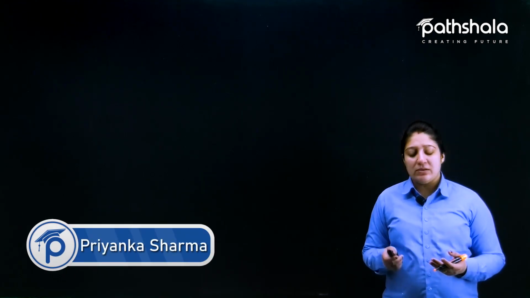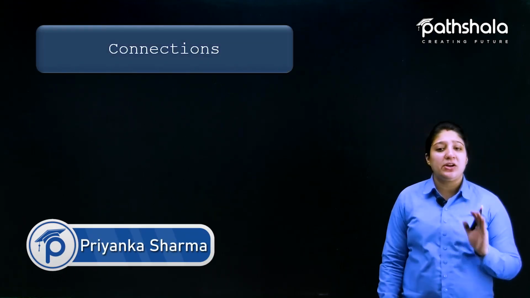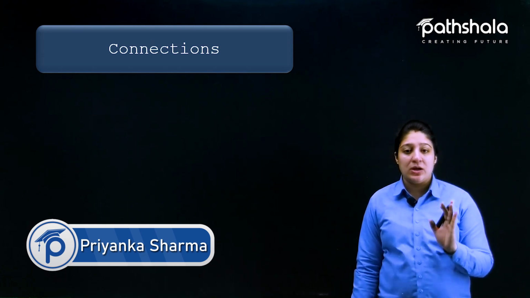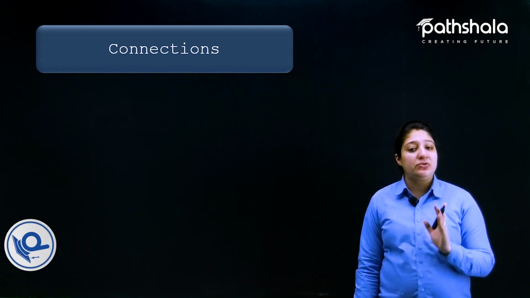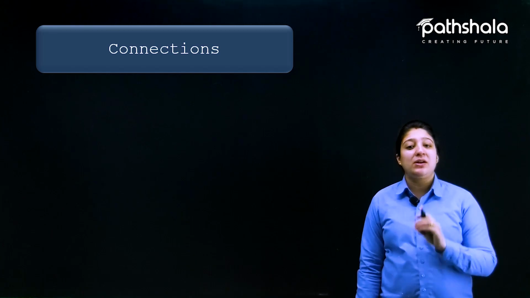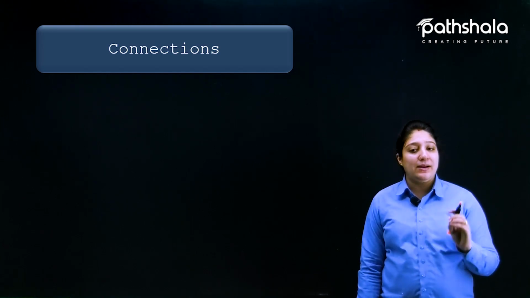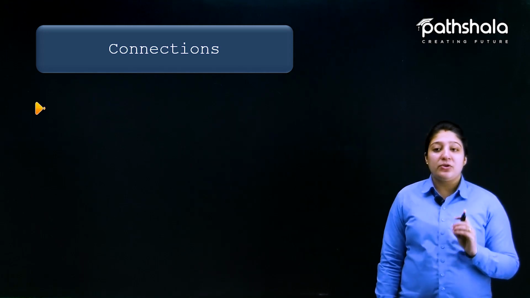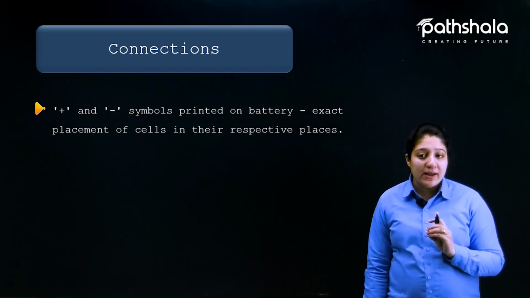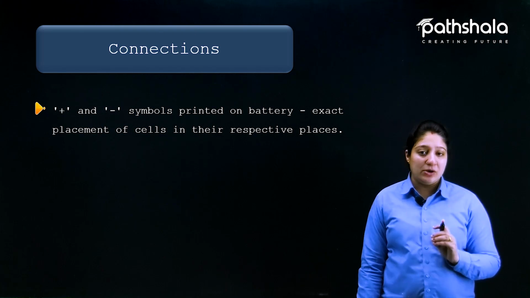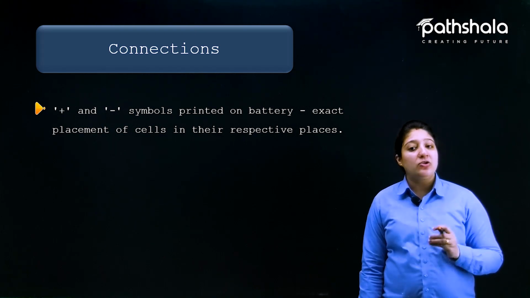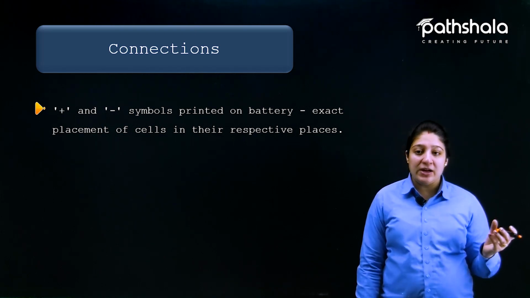While drawing circuit diagrams, the most important thing you need to follow is connections. That is how you make the connections between the different electrical components provided to you to make the electrical circuit. For that, first of all, you should be very careful with the positive and negative terminals of the cell, and how they are connected to form the battery.